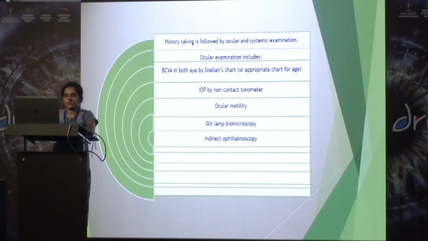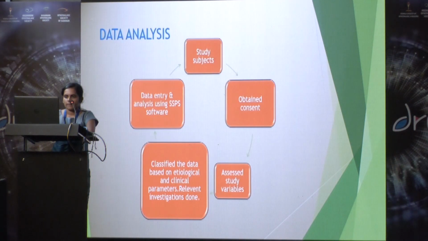The history was followed by ocular examination including the best corrected visual acuity, intraocular pressure by non-contact tonometry, ocular motility, slit lamp biomicroscopy, and indirect ophthalmoscopy. And the data analysis was done using SPSS software.